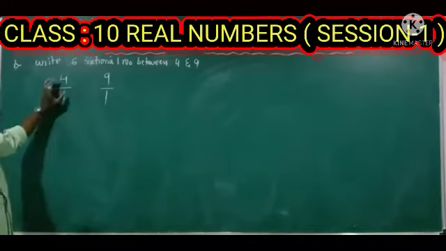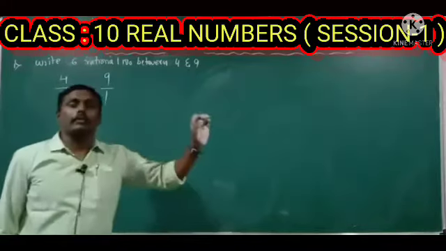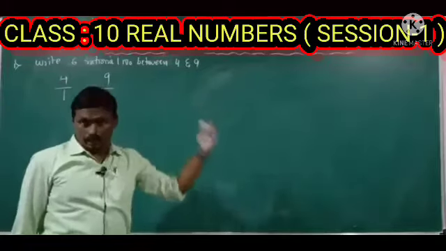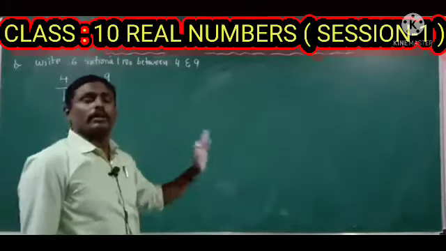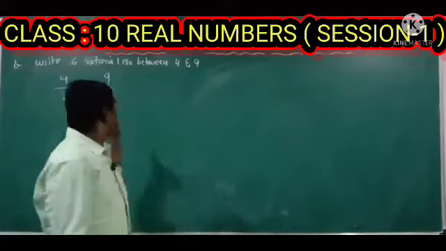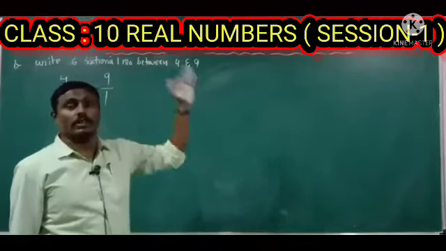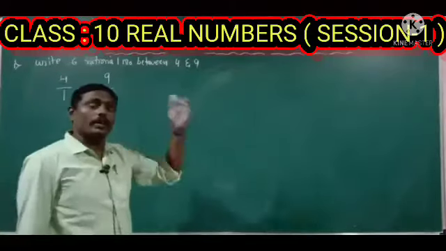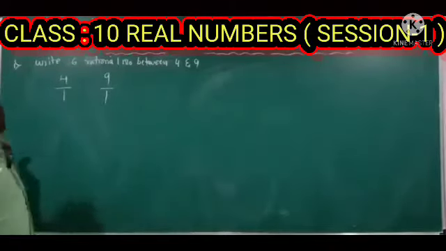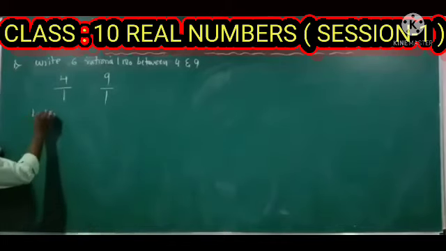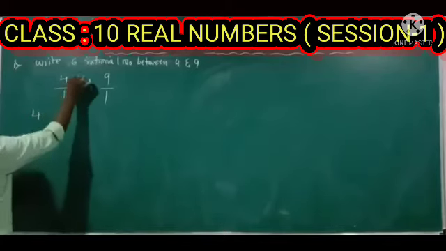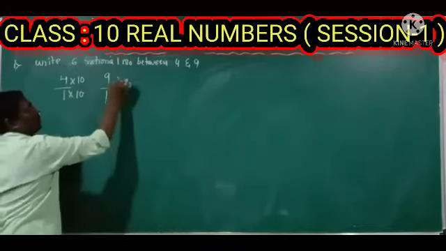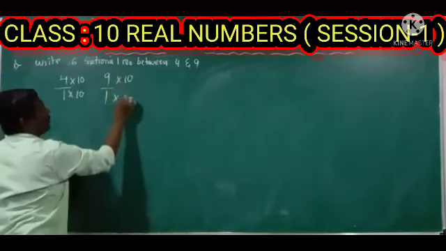Now, for these values you need to multiply by the same number. Either you can multiply by 10, 100, 1000, or 10,000, but you should multiply the same number for these two fractions, for both the numerator as well as the denominator. Here I am multiplying 10 for the first fraction, and the same number I am multiplying for the second fraction.